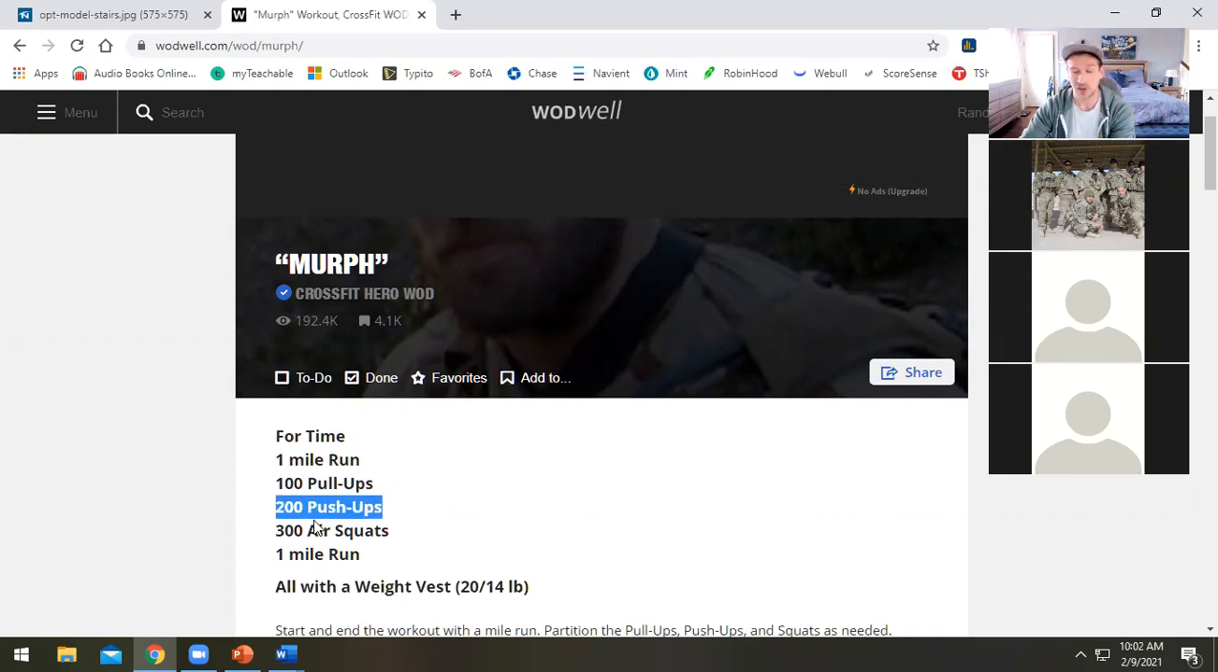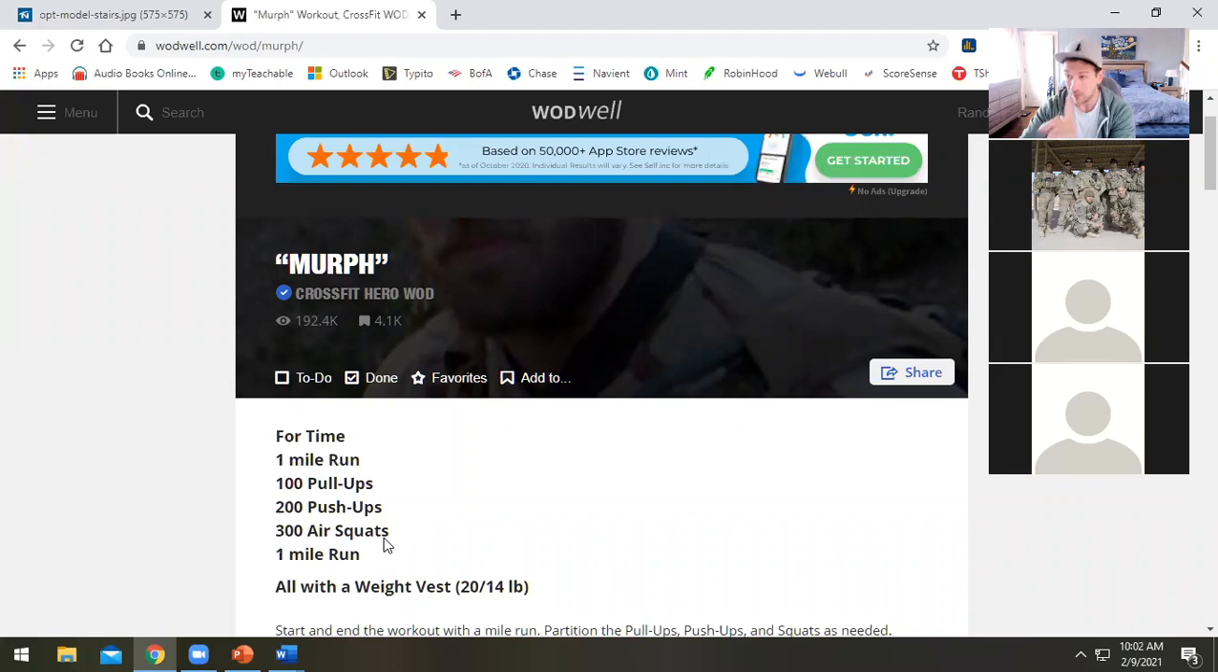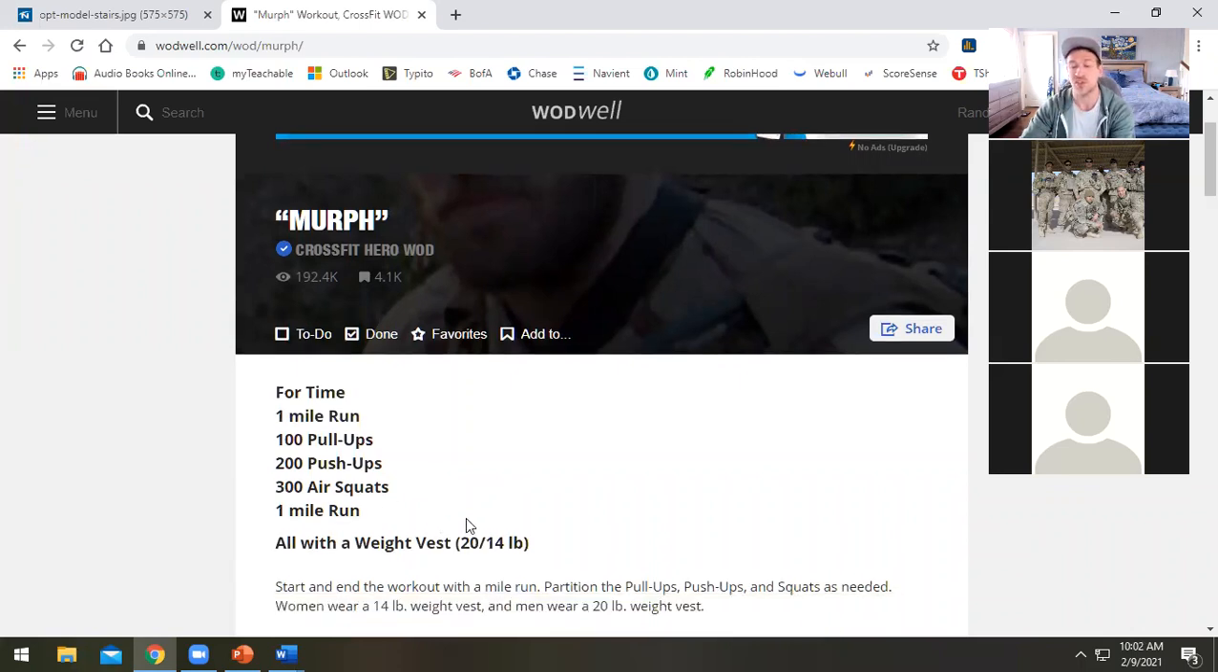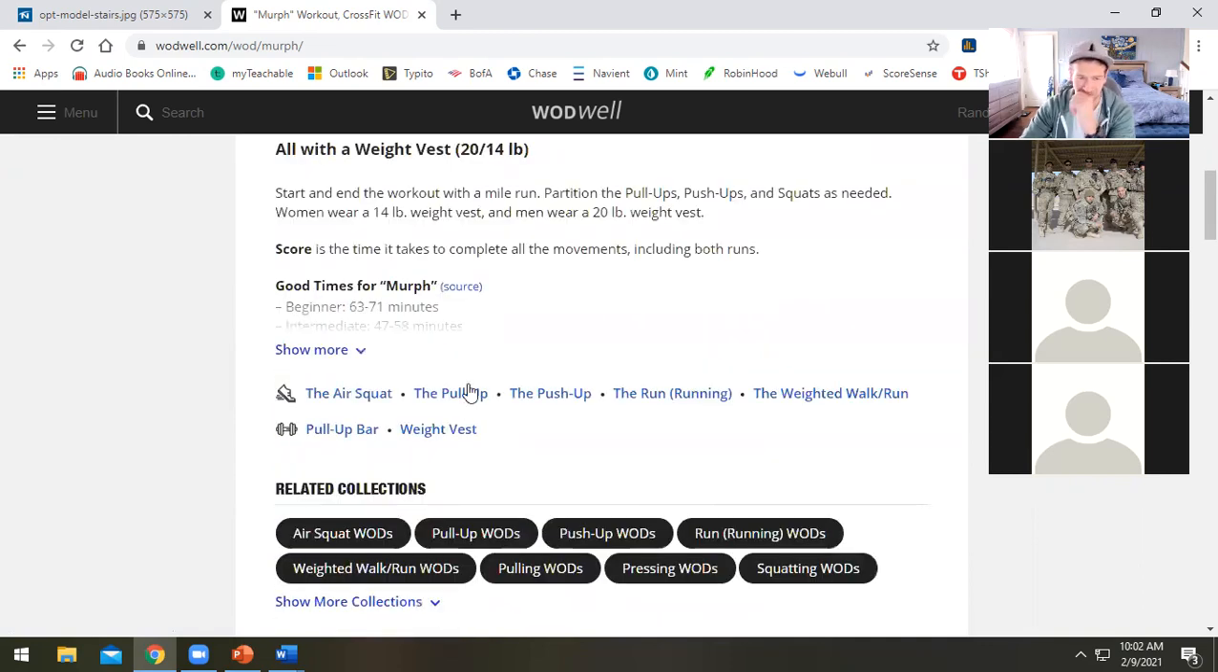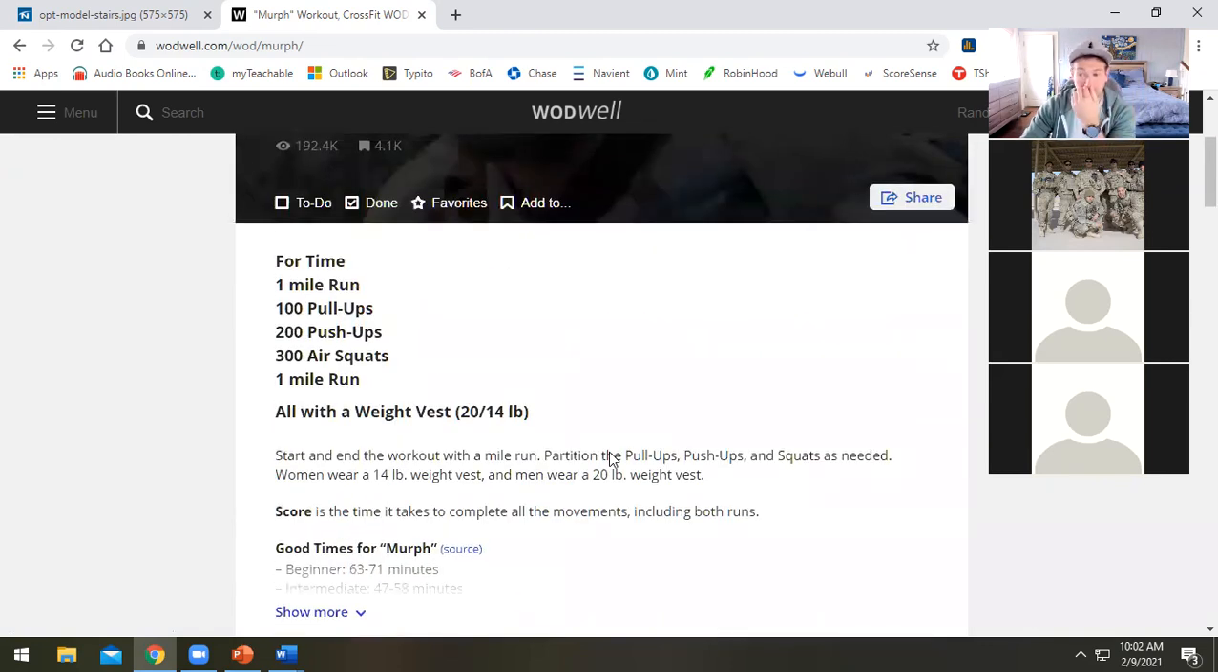100 pull-ups, 200 push-ups, 300 air squats, 1 mile run as well. And then you're supposed to do all of it with a weighted vest of 20 pounds on, which I can't, no. I've done a body weight Murph. It looks a little similar, but not with 200 push-ups. Right? Ugh.